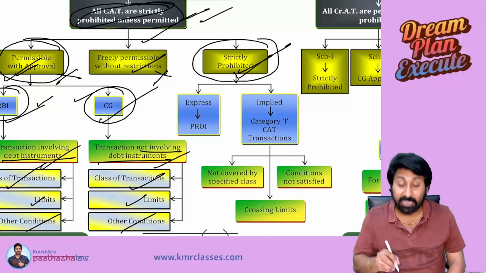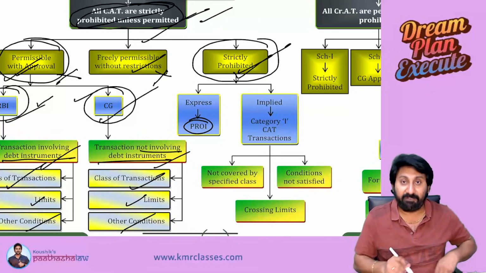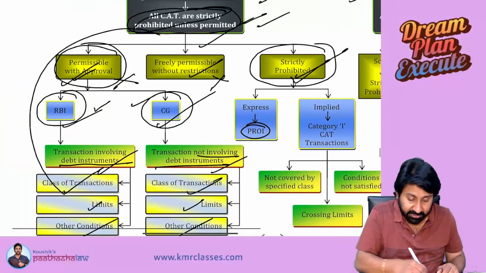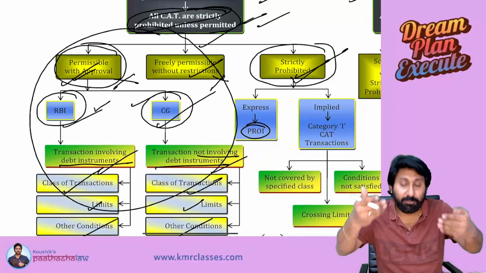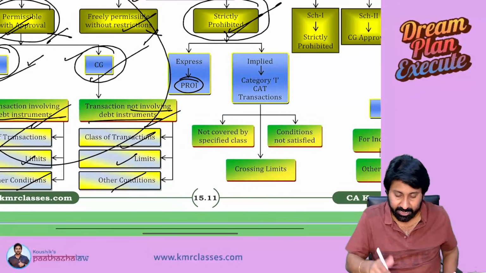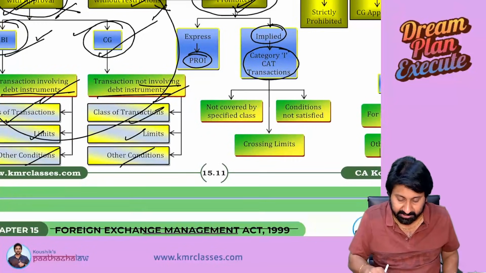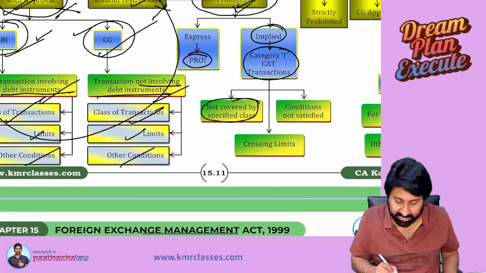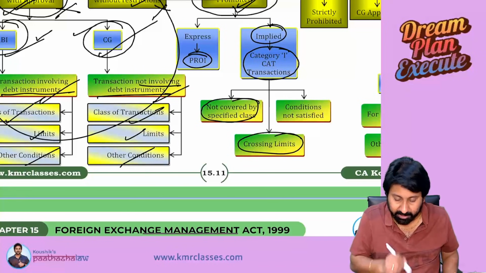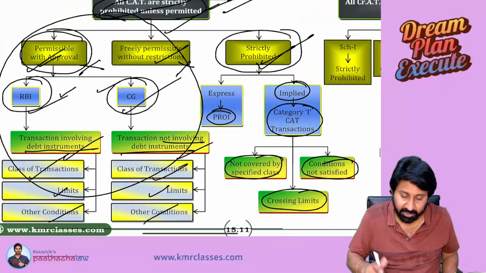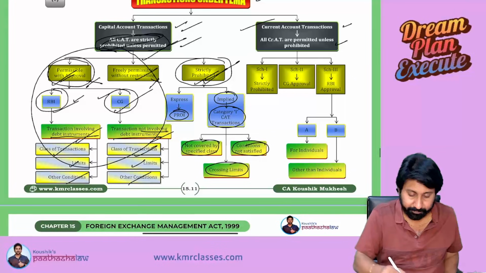What do you mean express? For PROI, along with these two, certain additional prohibitions are also given. We will read that. Next, implied. Category 1 capital account transaction means not covered by specified class, or crossing the limit, or conditions not satisfied. It will be strictly prohibited.